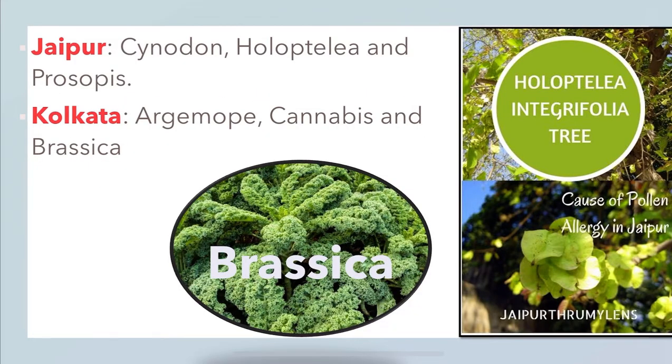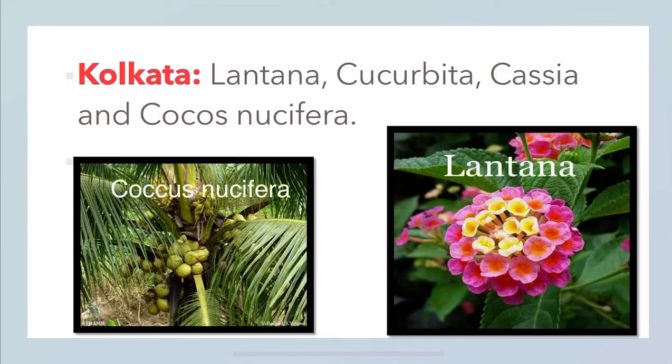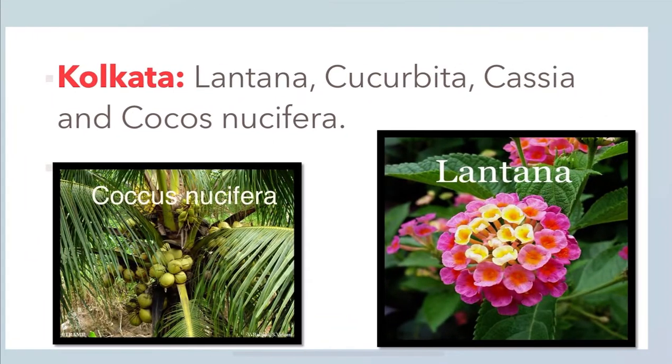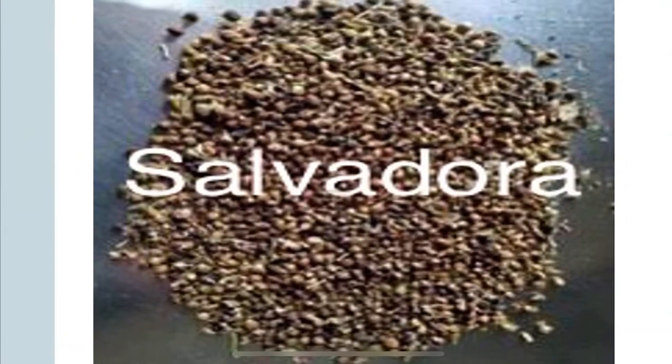In Jaipur, we have cynodon, holoptelia and prosopis. Kolkata: argemone, cannabis and brassica. Holoptelia has been given in the picture. In Kolkata, we have lantana, cucurbita, cassia and Cocos nucifera. You can see lantana and Cocos nucifera. Andhra Pradesh, we have cassia, ageratum, salvadora and ricinus. Ageratum, and these are the seeds of the salvadora.